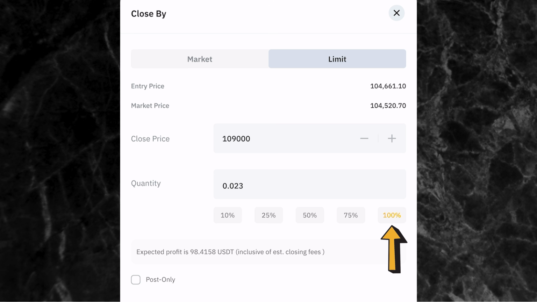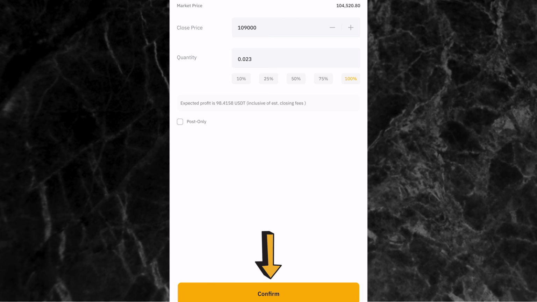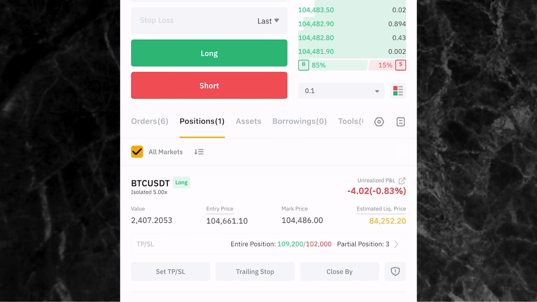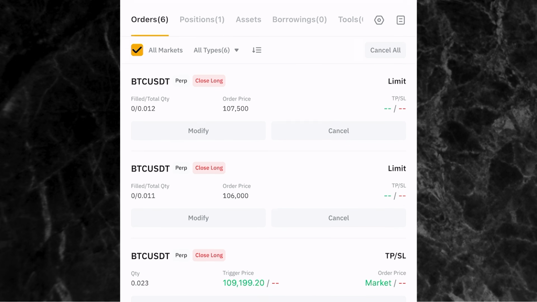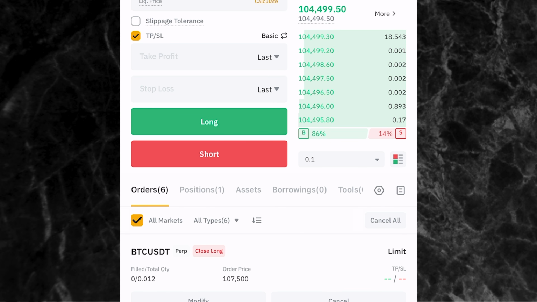So once you click on that 100%, you click on confirm again at the bottom, and just like that, you set your multiple take profit levels. So if you come here to where you have these orders, this is where you'll be seeing all the take profit levels I've just set. So you'll be able to see everything under orders right here.